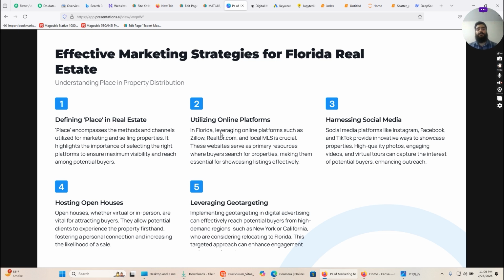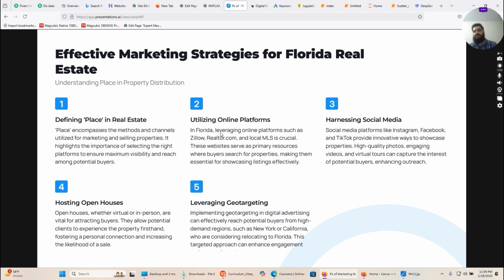And then you also have the opportunity to host open houses. Keep that in mind, these are the places where you are allowing people to come and look at your properties. So this is the place of distribution. The first thing is using online platforms, then you can harness social media, and then you can also host open houses. Open houses, whether virtual or in person, are vital for attracting buyers. They allow potential buyers to experience the property firsthand, fostering a personal connection and increasing the likelihood of a sale.